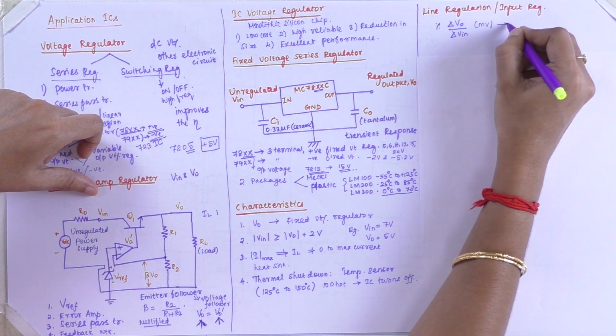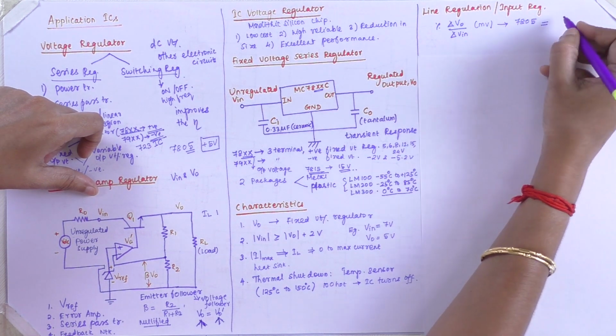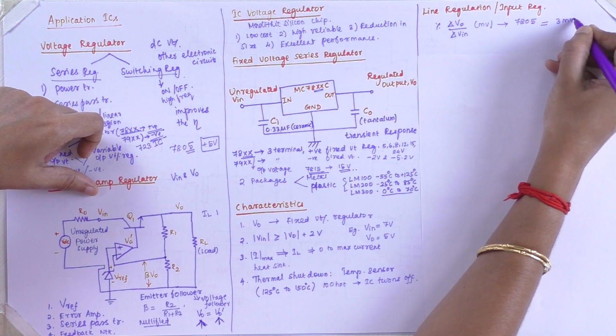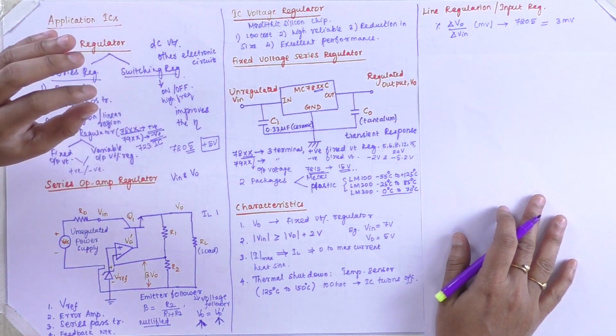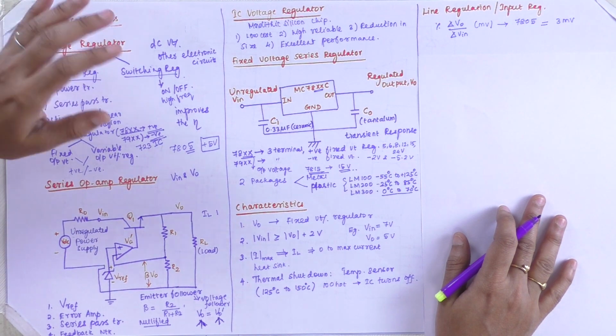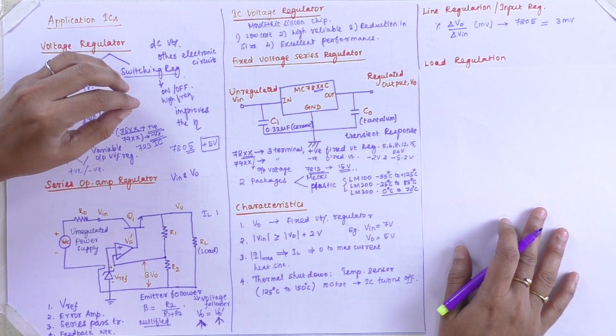In that condition, for the 7805, the line regulation can withstand up to 3 millivolts. For this 7805, it has a maximum of 3 millivolts. Coming to load regulation.